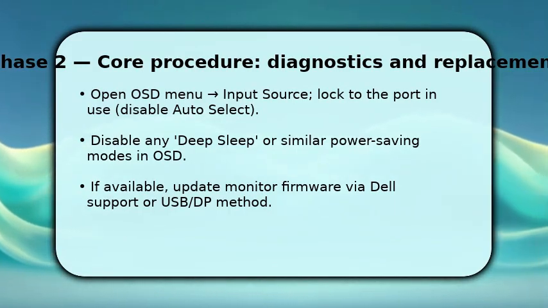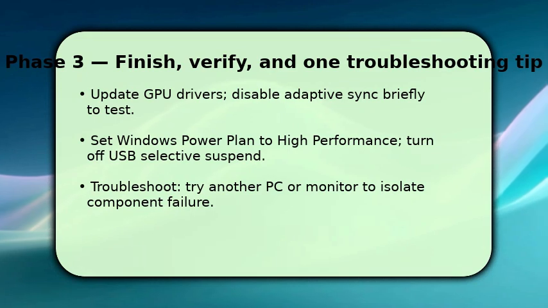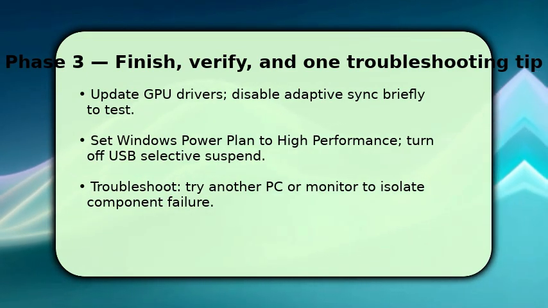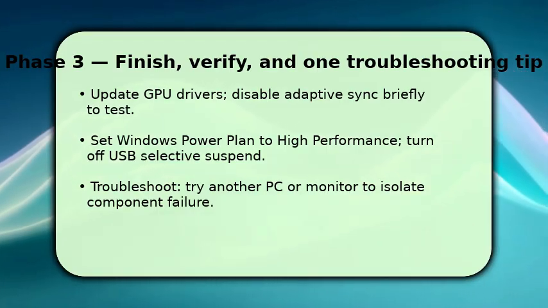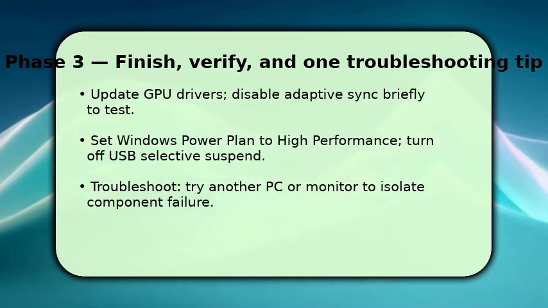Finish by aligning PC settings with the monitor. Update the graphics drivers, then disable adaptive sync or variable refresh temporarily to rule out handshake issues. Set the OS power plan to high performance and disable USB selective suspend and fast startup where present. This prevents the system from dropping video outputs.